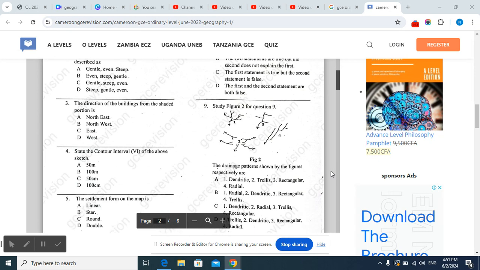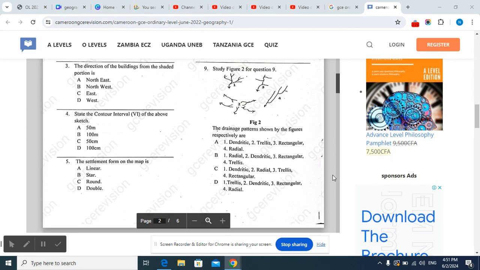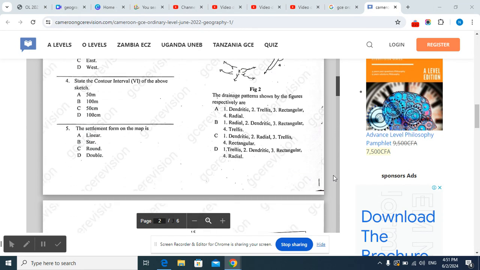Number 4. State the contour interval VI of the above sketch. The answer is A. Number 5. The settlement form on the map is, the answer is A.